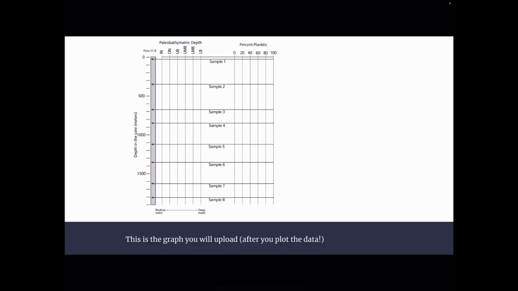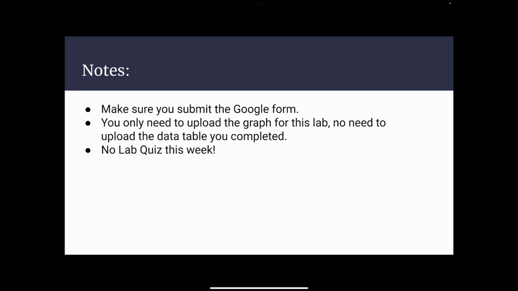So this is the graph you draw, is the graph that you will upload. Make sure you submit the Google form. You only need to upload the graph for this lab. There's no need to upload the data table you completed. And there is no lab quiz this week. So that's it.